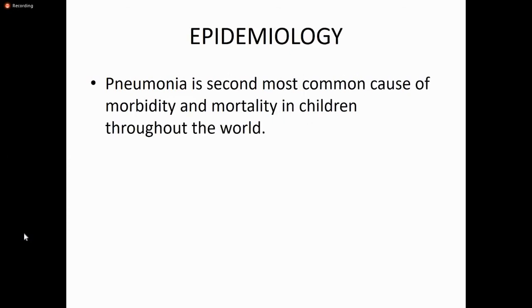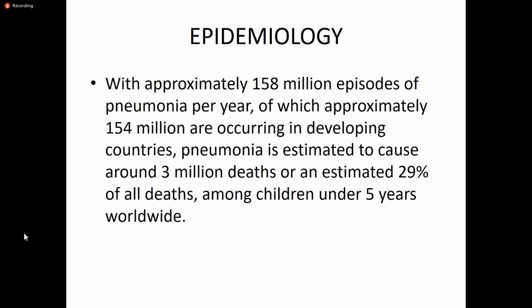So as far as the epidemiology is concerned, pneumonia is the second most common cause of morbidity and mortality in children throughout the world. So we can see that a lot of children are affected by this disease worldwide. With approximately 158 million episodes of pneumonia per year, we can see that 154 million are occurring in developing countries, which is a huge number. And this is estimated to cause around 3 million deaths, or an estimated 29% of all deaths among children under the age of 5 years throughout the world. So it's a big number. It's really a serious problem for children.